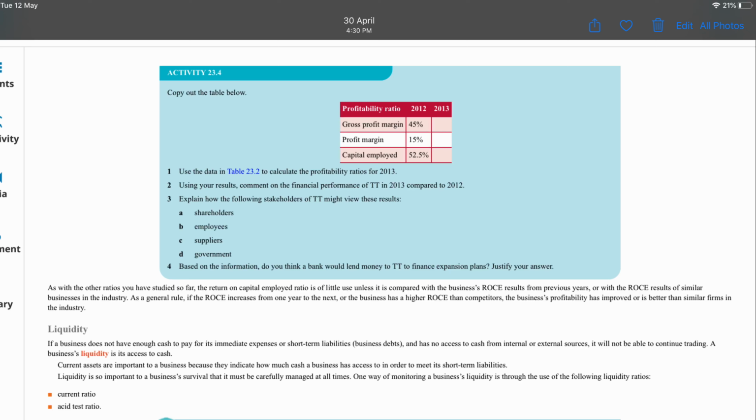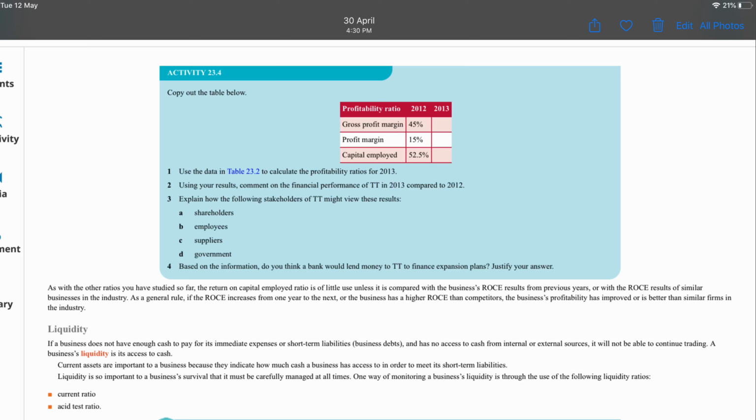Otherwise it will be a risk for TT as well as the bank. The bank might want non-current assets as security against borrowing. They might ask that, or you can suggest a bank overdraft, which is shorter term, and you can pay within 1 year. That's all for 23.4. We will go for the next one now.